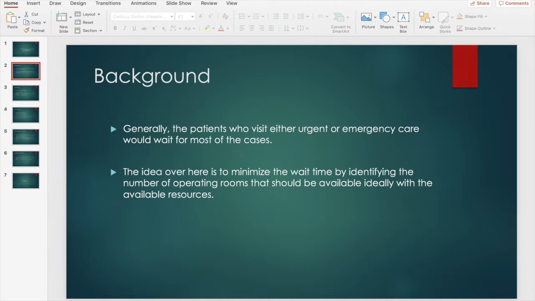So, a little bit of background on this. Whenever a patient visits either emergency care or urgent care, most of the time we do wait for the operating rooms. It's not easy to get an operating room or surgery done. At that point, there will be some kind of waiting time. So the idea here is to minimize that wait time by identifying the ideal number of operating rooms that need to be available, considering the day and night time operating rooms available and a lot of factors. So that is the main idea.